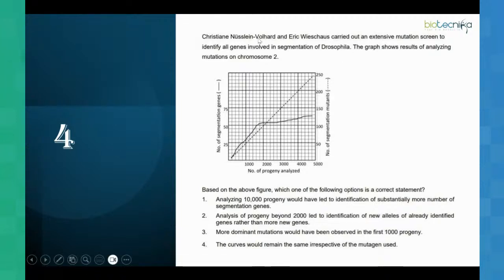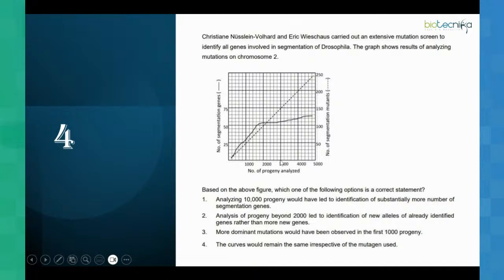Okay, let's have a look here. So these are the names of two scientists. They carried out an extensive mutation screen to identify all genes involved in segmentation of Drosophila. The graph shows results of analyzing mutations on chromosome 2. Okay, so this is the graph.